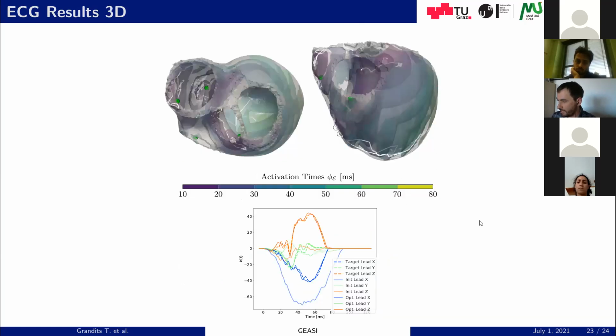For the 3D case, the earliest activation sites that we initially chose were more or less random, but you can see you get a lot of variation, and it takes a very long time in comparison to activation time optimization to actually converge to the activation that you want. You don't get a perfect fit, but at least the ECG looks decent in this case.